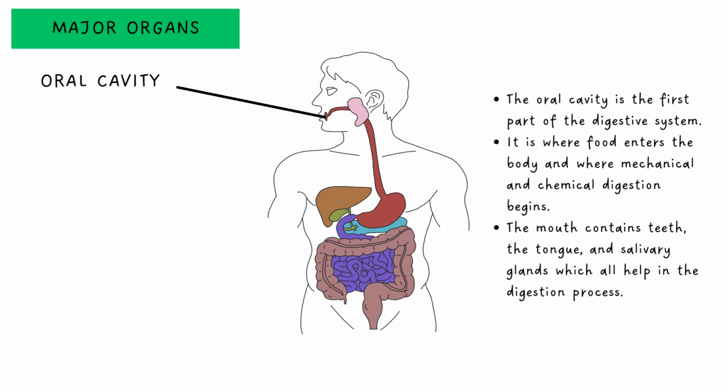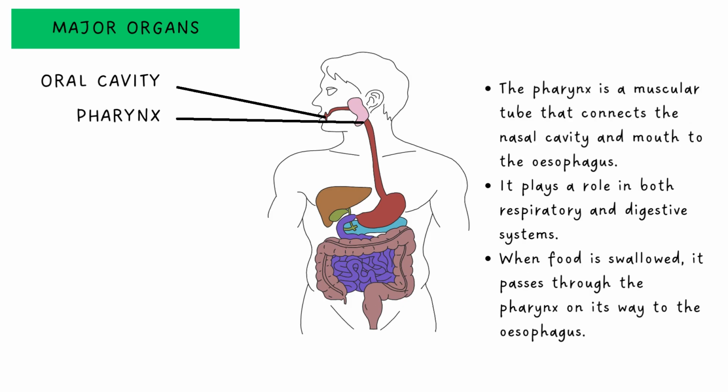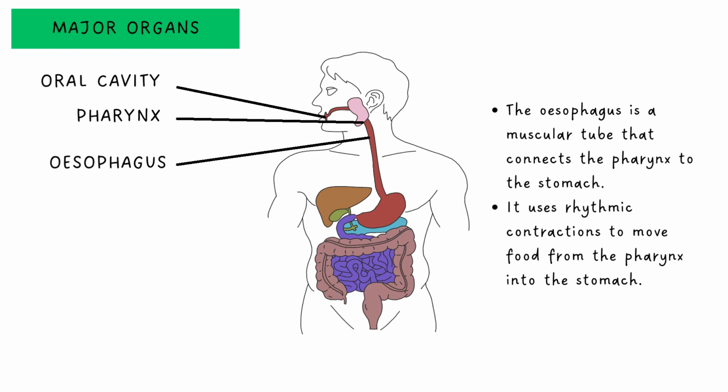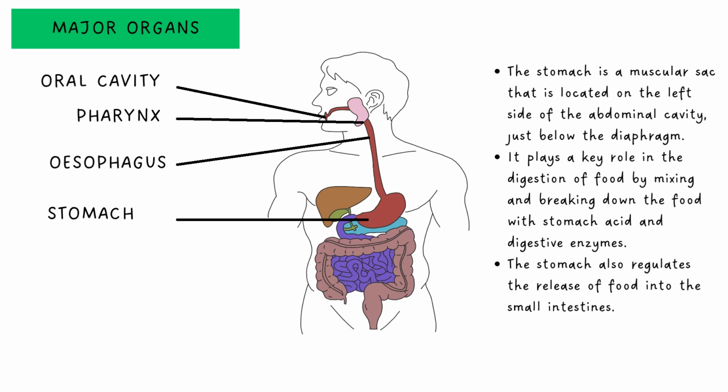Next up is the pharynx, which is a muscular tube that connects the nasal and oral cavities to the esophagus. It plays a role in both the respiratory and the digestive system. When food is swallowed, it passes through the pharynx and on its way to the esophagus. So that leads us on to the esophagus. The esophagus is a muscular tube that connects the pharynx to the stomach. It uses rhythmic contractions to move food from the pharynx into the stomach.